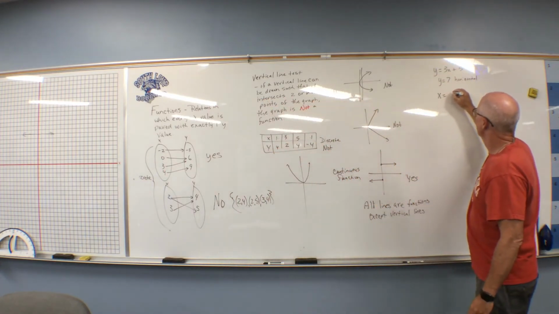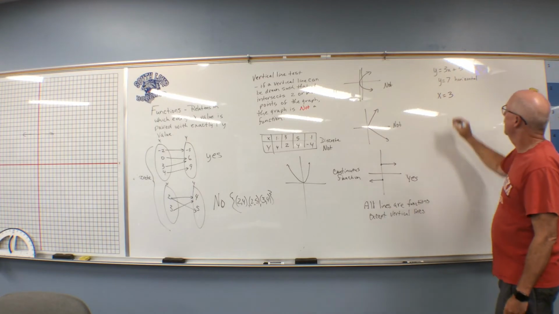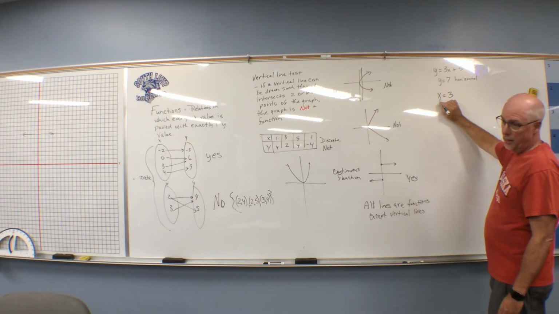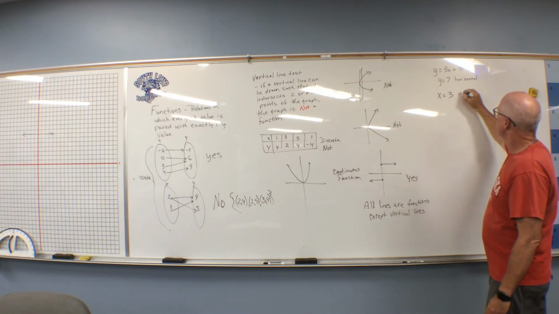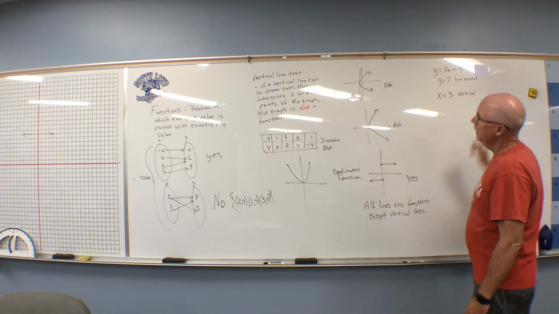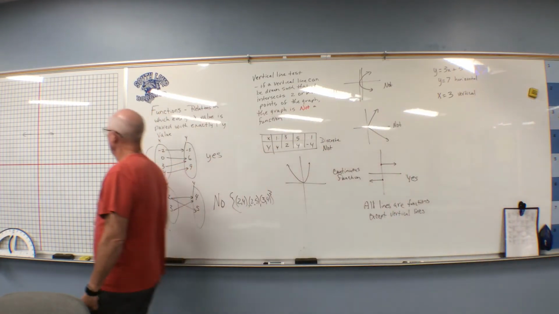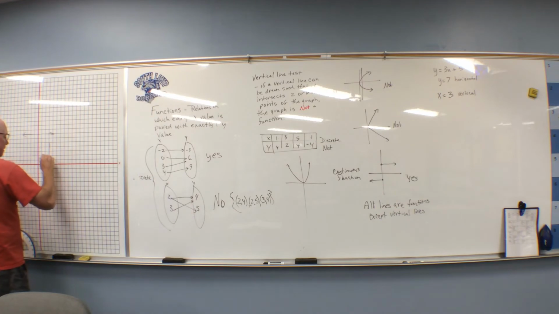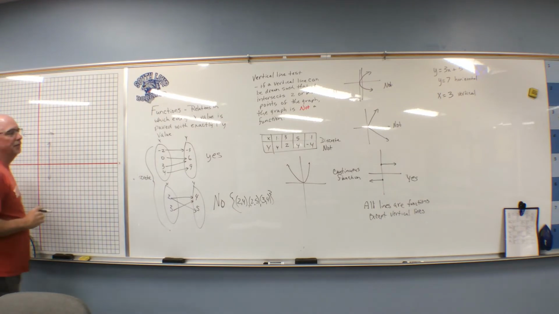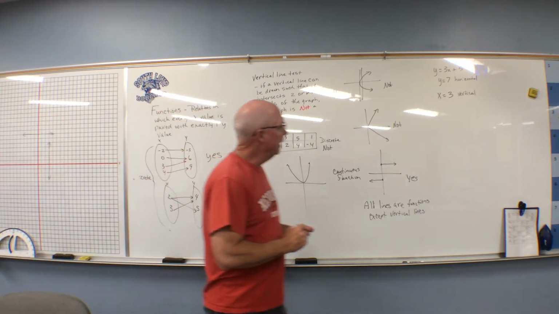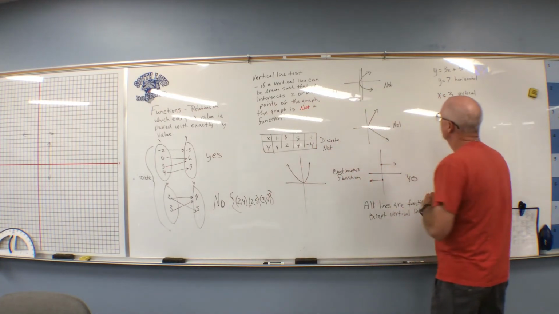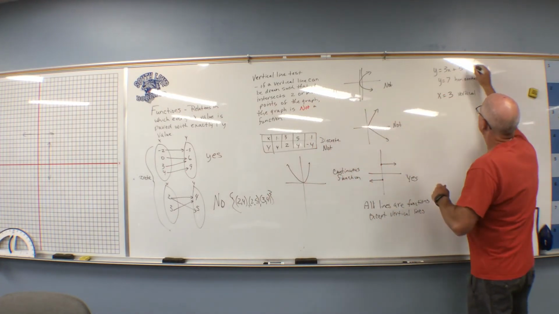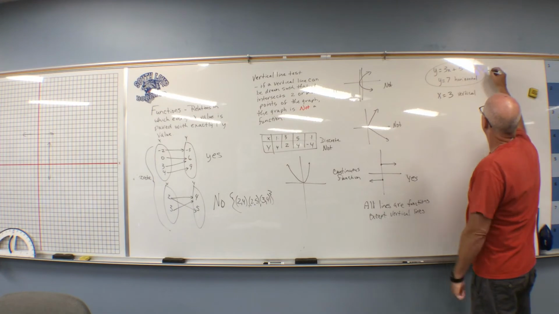Here's one that isn't: x equals 3. Anytime we have just x equals some number, this is a vertical line. If I wanted to graph it for you, I could go over here and graph it like this. And it is a vertical line. It fails the vertical line test miserably. It has infinite points that are vertical. So anything in these two forms are functions.